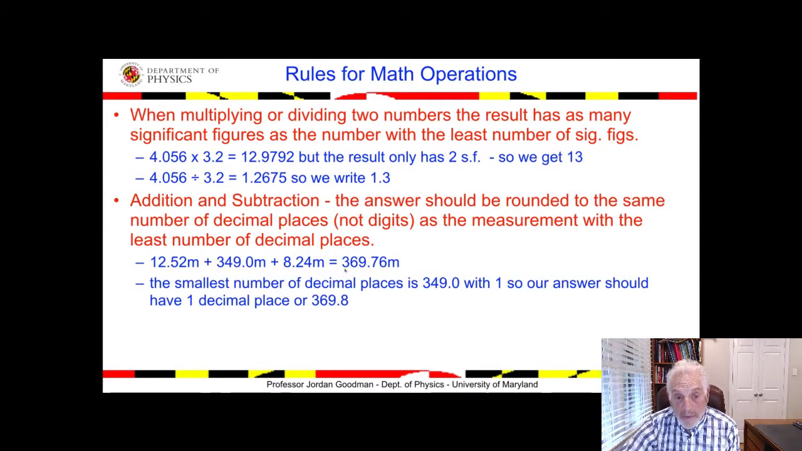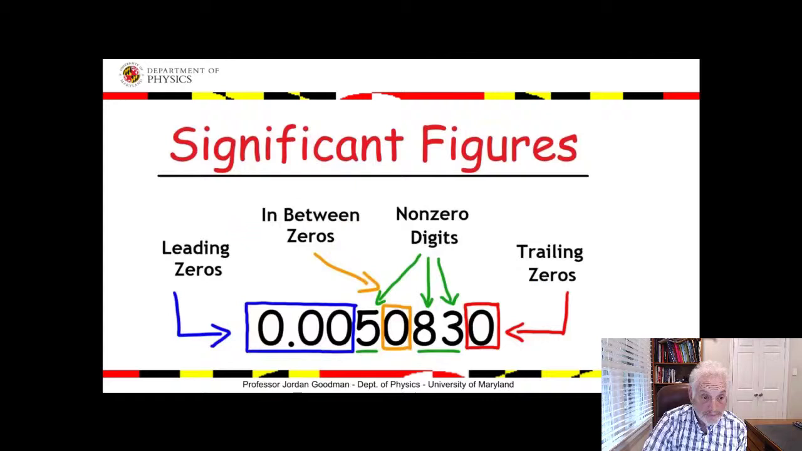So we round this number, 369.76, to 369.8 meters. So that is our lesson on significant figures. I hope this was useful.